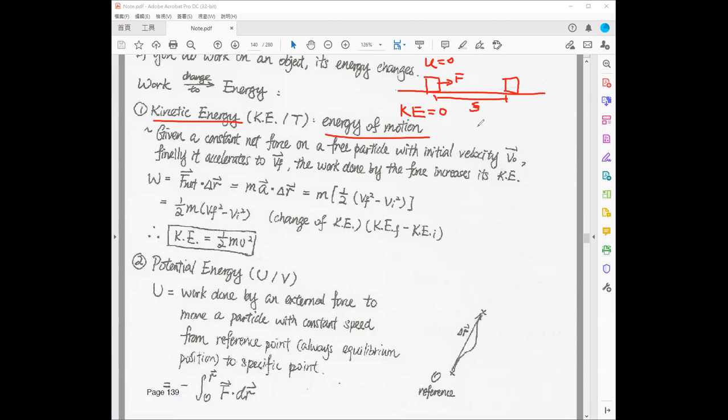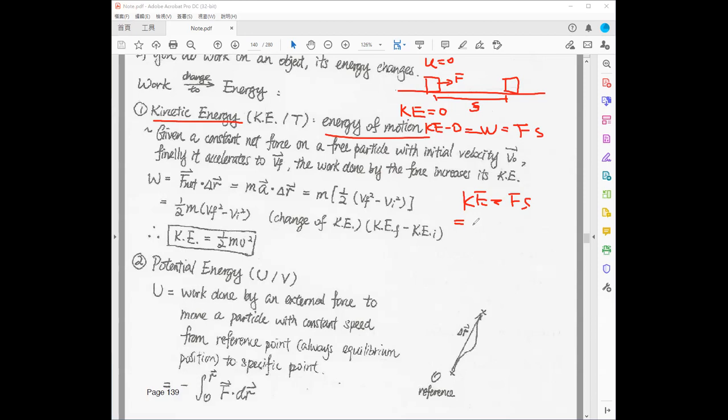And then the work done is a change in energy. In this case, the work done is the final KE minus the initial KE. That's a change in energy. Just for simplicity, I let the speed and the kinetic energy be zero initially, and then you get KE equal to F s.